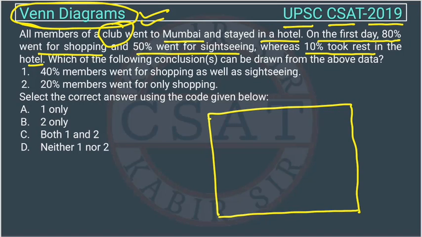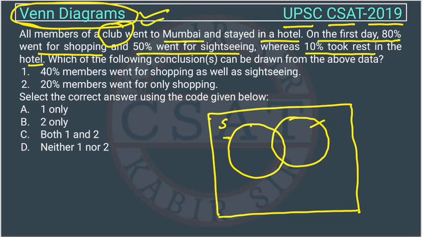This rectangle will represent the total number of members in a club, right? And this circle is representing the people who went for shopping, and this circle is representing the people who went for sightseeing, right? So here they have given everything in percentage, so we will leave that, right? So it will not affect our answer, right?